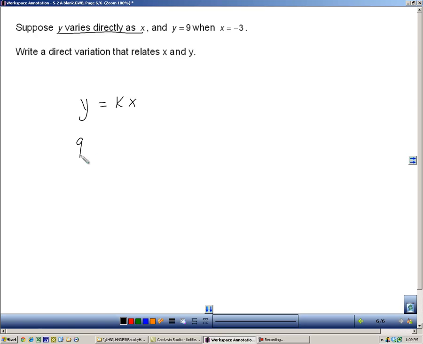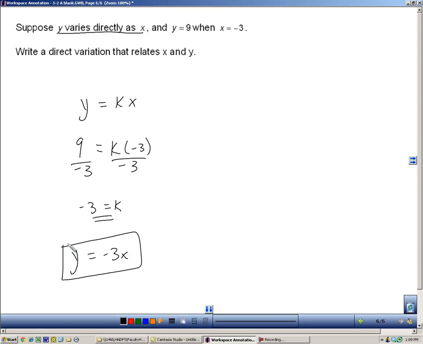So here we go. When y is 9, x is -3. Now I have to solve for k. Divide both sides by -3. 3 goes into -9 3 times, so k is -3. So I can now write my direct variation, y equals -3x. And that relates x and y.